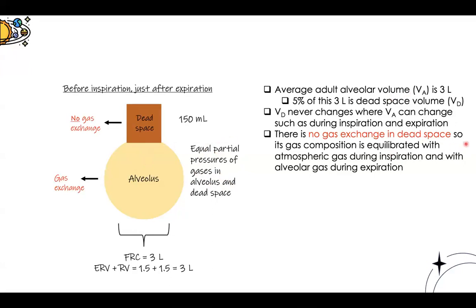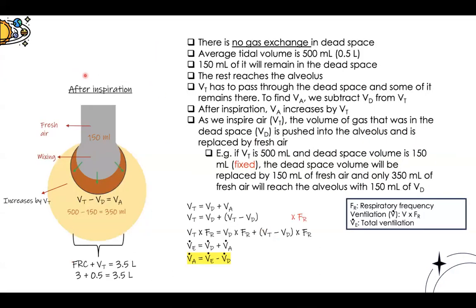There's no gas exchange in dead space, so its gas composition is equilibrated with atmospheric gas during inspiration and with alveolar gas during expiration. This is after expiration, so now it's equilibrated with alveolar gas. Now, this is after you inspire. You take in a bunch of fresh air. This gray part is your fresh air.